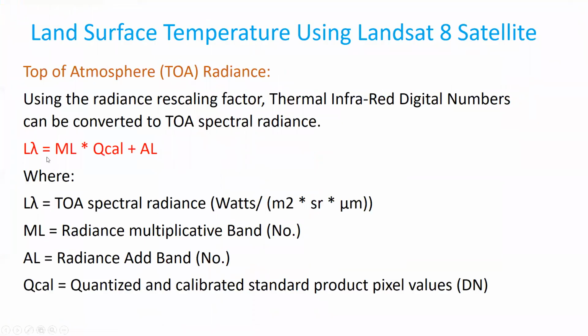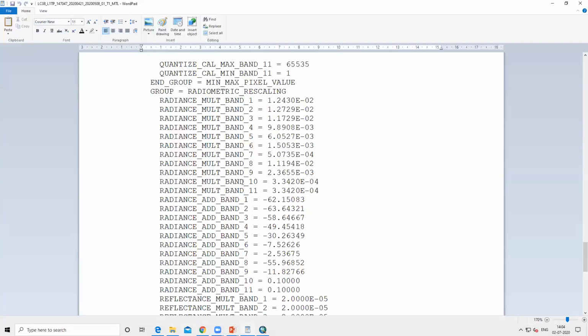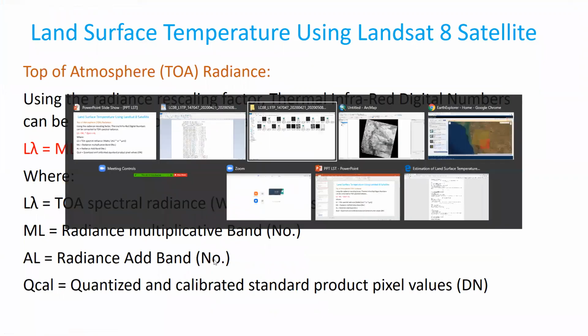So we'll go to ML into Qcal plus AL. ML I have just shown you: radiance multiplicative band. So this one is the radiance multiplicative band number 10, and Qcal means our band number 10. So this band number 10 is our Qcal, and AL means radiance add band number. This is also shown, I have shown you.